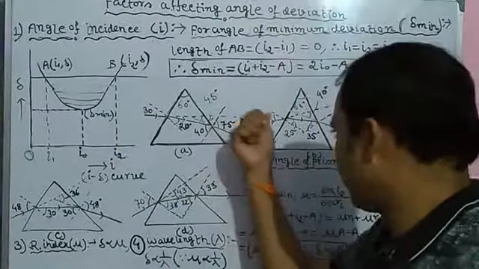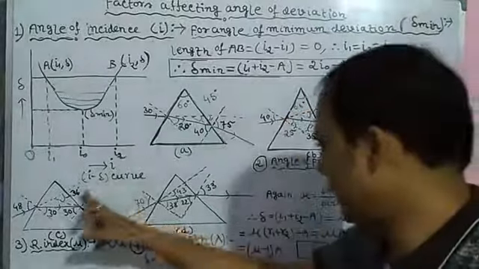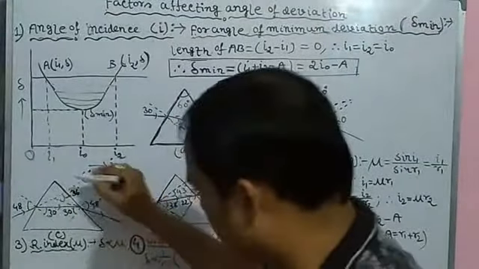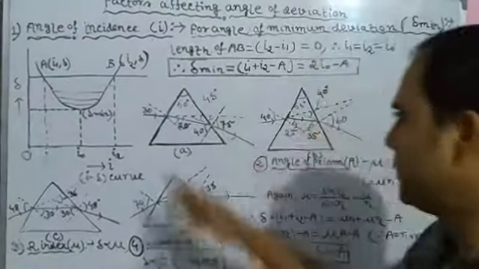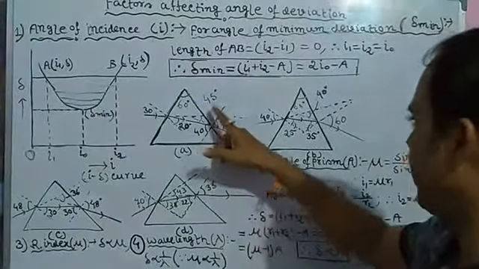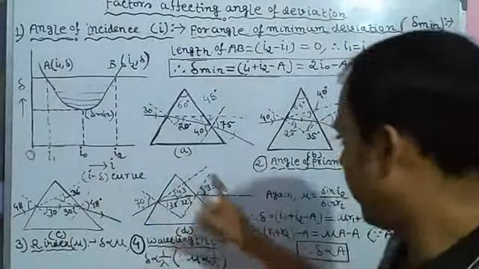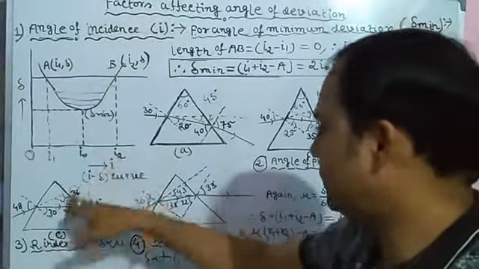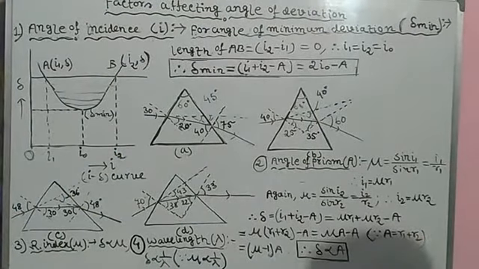I1 30, I1 increases. Deviation 45, 40 decreased, decrease, then again increase. So it means we can say this is the position of the minimum deviation of the prism, and this is the angle of minimum deviation. Why? Decreasing, decreasing, decreasing to a minimum, then again increasing. 45 degree, then decrease 40 degree, then 36 degree, further decrease, again increase. So it means this is the position of the minimum deviation of the prism.